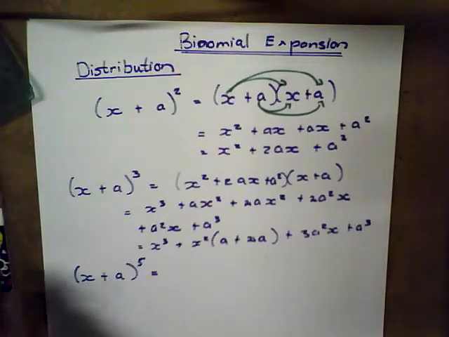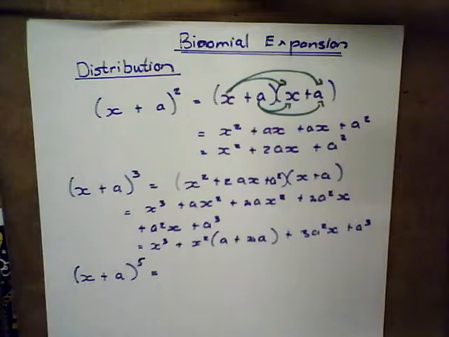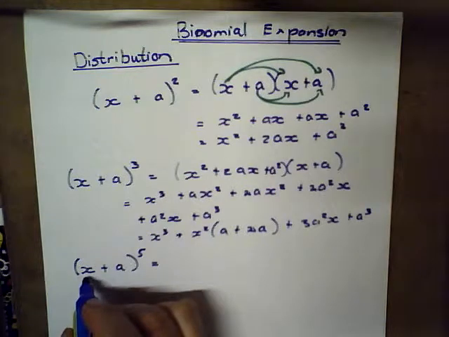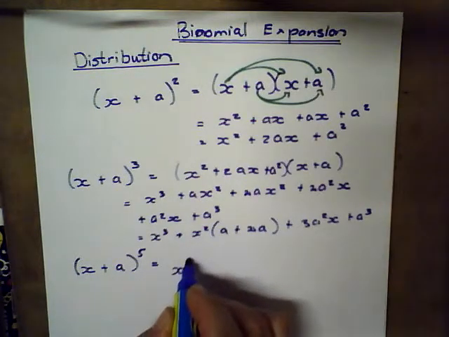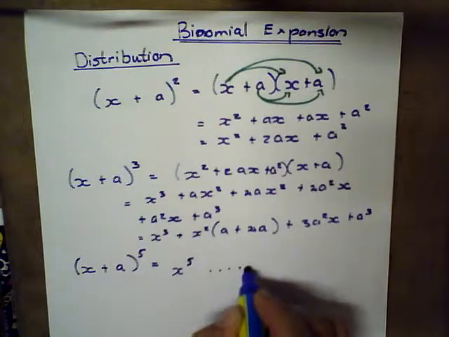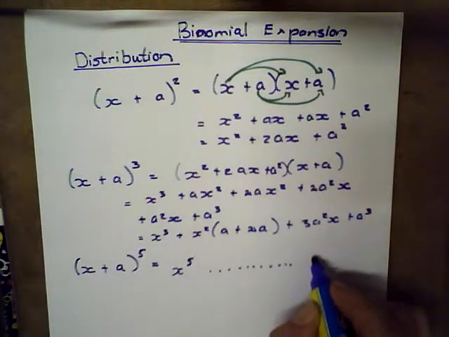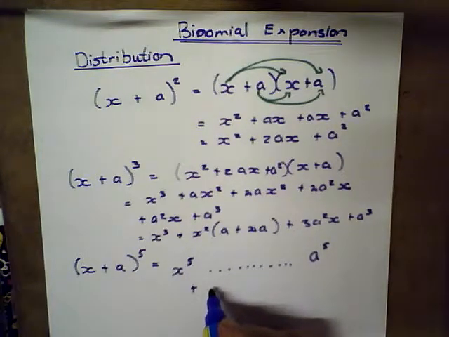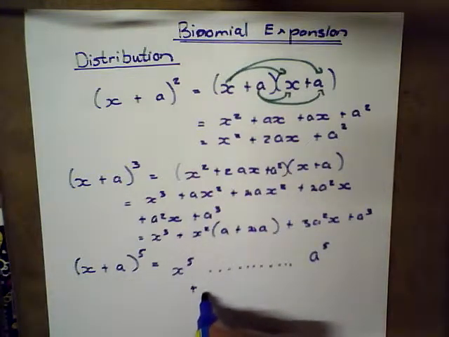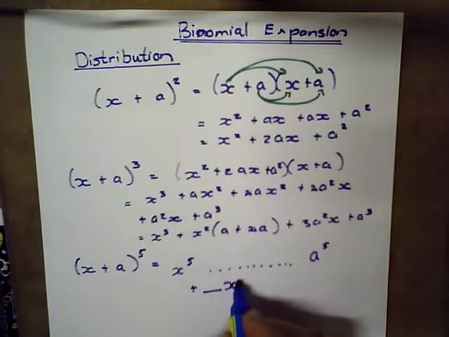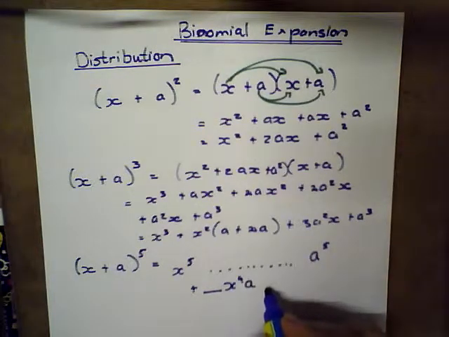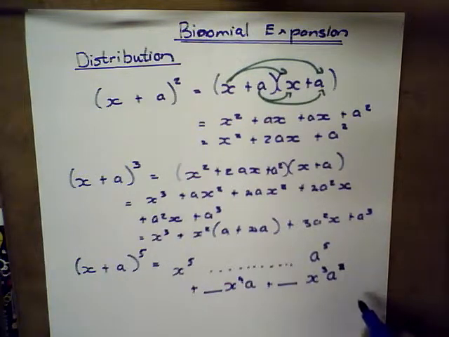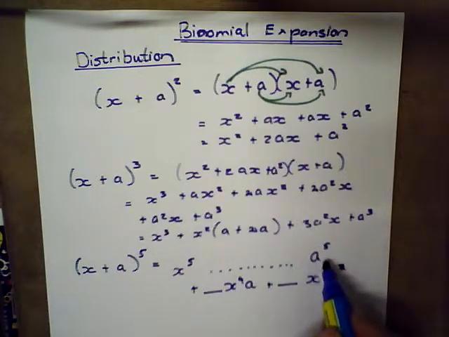So over the years, the mathematicians have come up with a wonderful device to find these coefficients. Because we know that it will have a leading term of x to the fifth power, and then some terms in the middle that will end up with a to the fifth power. And these middle terms will be some coefficient with x to the fourth power a, and then plus some coefficient x to the third power a squared, and so forth until we find the last number.